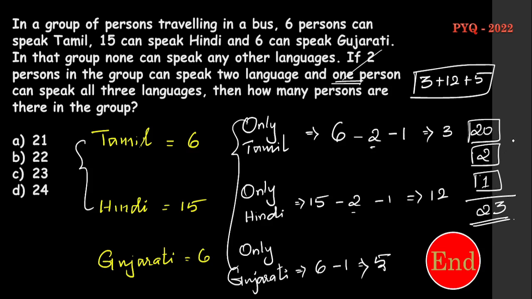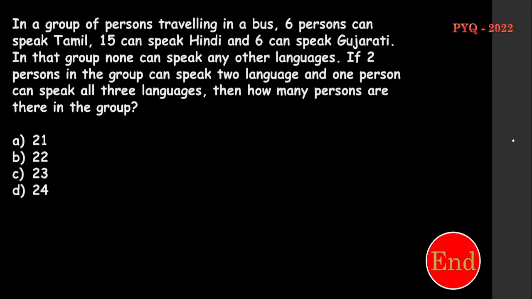So this is the equation way. Now I am going to explain the same thing with a Venn diagram. So how to get the answer using a Venn diagram? Look at this. Just take a circle.